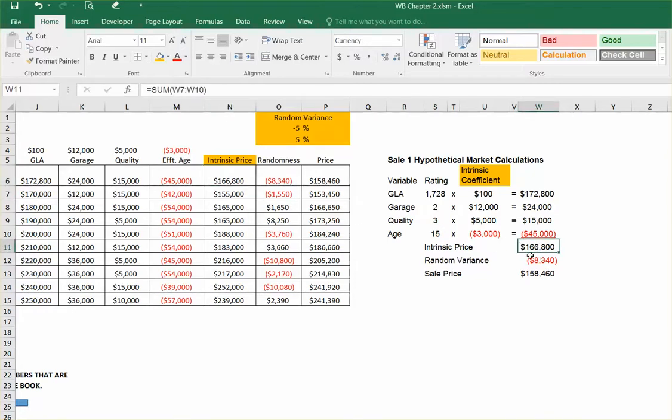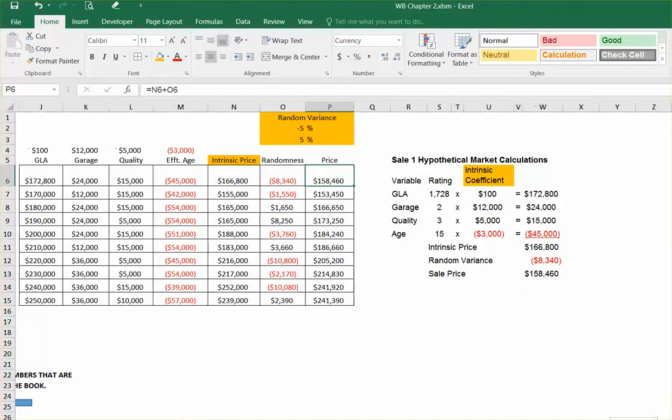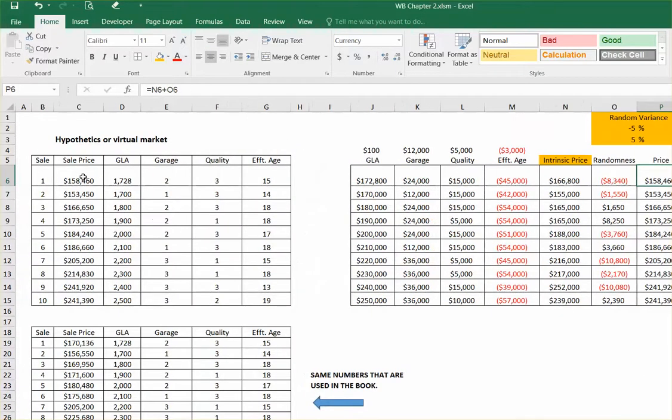And then we're going to take some random variance. And the last time it ran, it just happened to say take off 8,340. And then this is where we get our hypothetical market price. So the hypothetical market price is 158, and that's what we've used here, 158. And the intrinsic price is 166. The intrinsic price is 166.